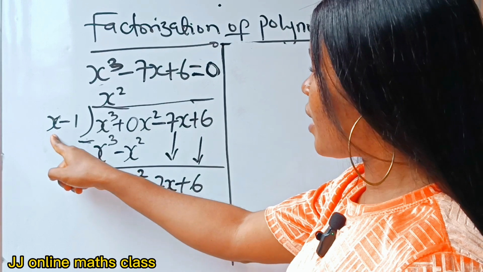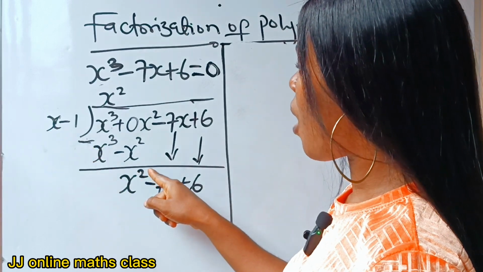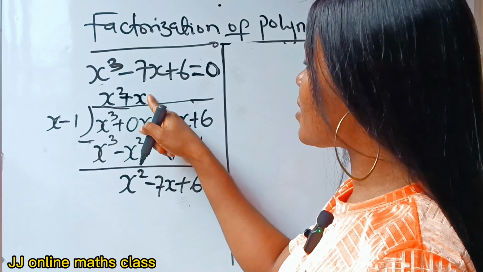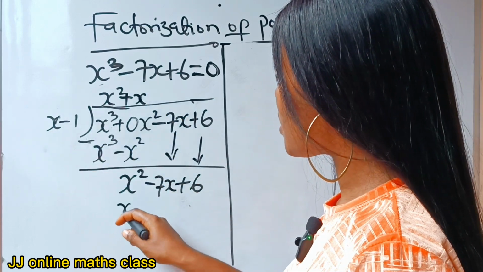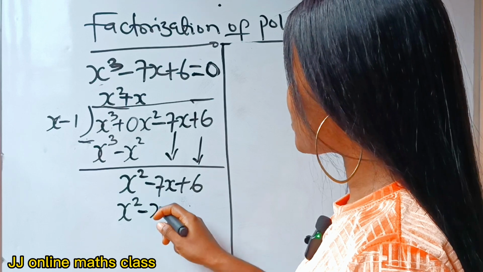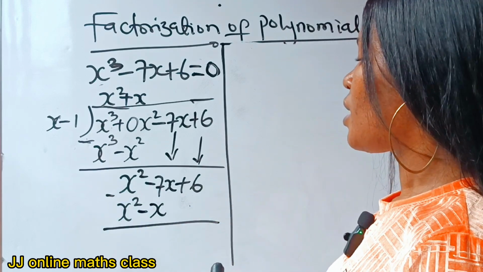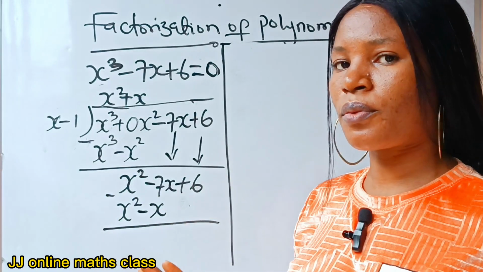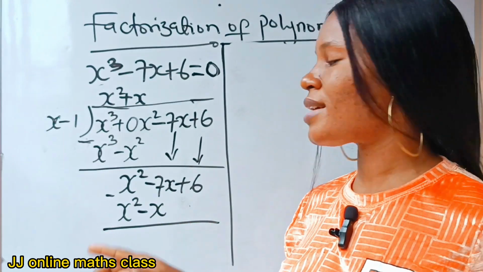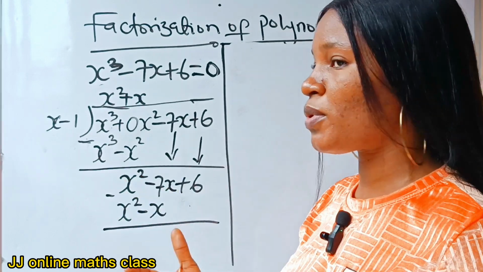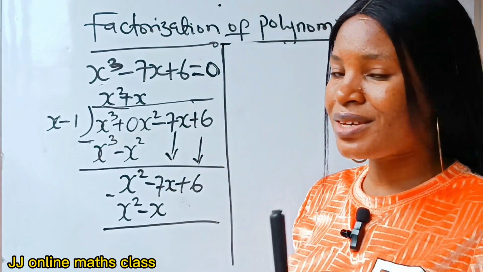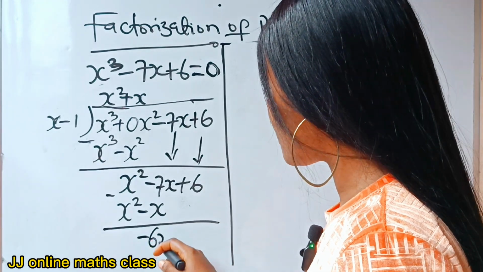So our x again is going to divide x squared. And when that happens, you are going to have only 1x remaining, plus x. Now x times x will give us what? X squared. Now x times minus 1 will give us minus x. We subtract again. Now x squared minus x squared is 0. Okay? Now minus 7x minus x is the same thing as minus 7x plus minus is plus, right? Minus 7x plus x, which will give us what? Minus 6x. So we have minus 6x.